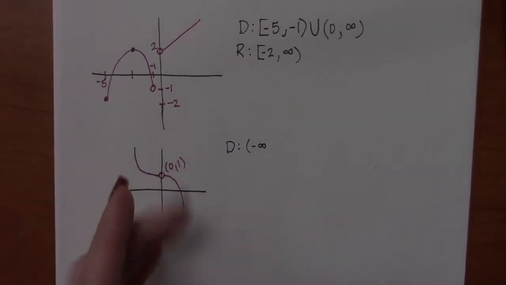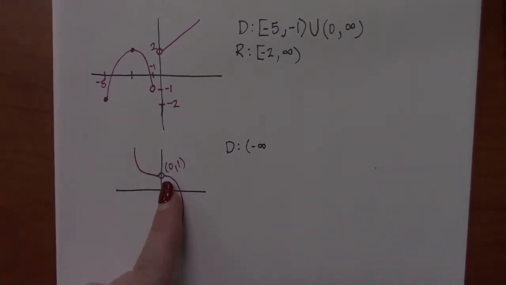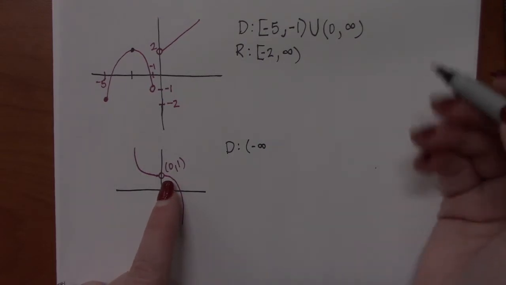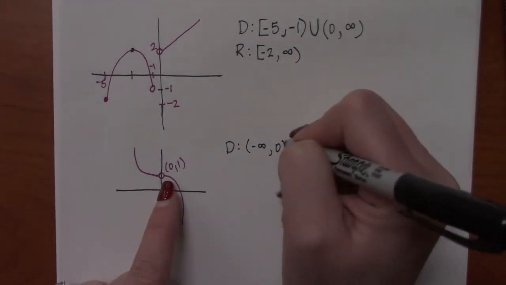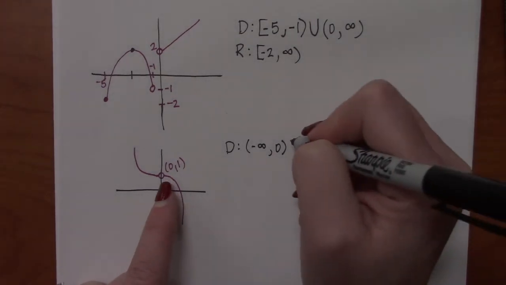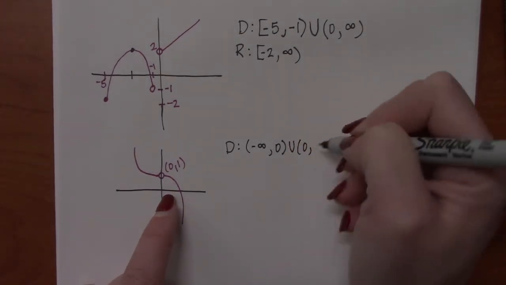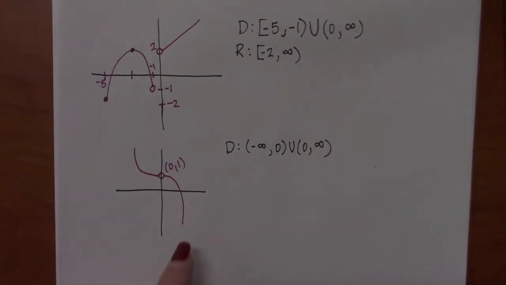But then when I get to x equals 0, there's a hole there. There is no value that works at 0. So we have to stop it at 0, not include it. Then we pick it back up at 0 and take it to positive infinity. So another way of expressing this particular domain is all reals except 0, because 0 is the only value of x you can't plug in.